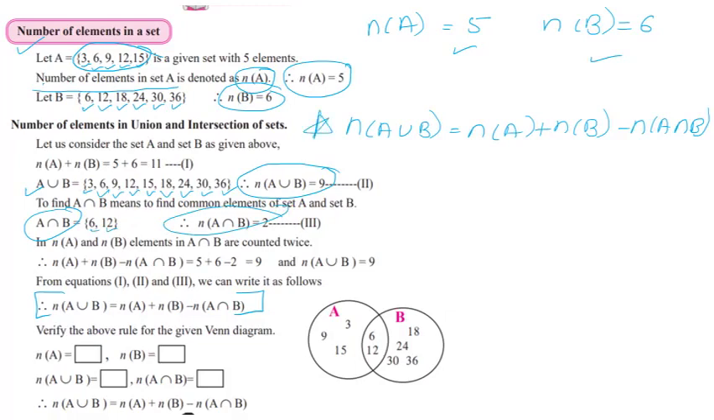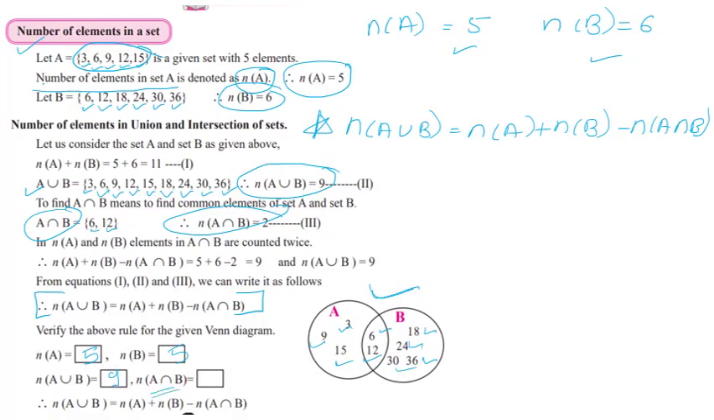For verification we will use this Venn diagram. See, here A contains how many elements? 5. Therefore n of A is 5, n of B is 6. Okay, A union B, how many? See, total A union B contains how many elements? 1, 2, 3, 4, 5, 6, 7, 8, 9. Therefore n of A union B equals 9.